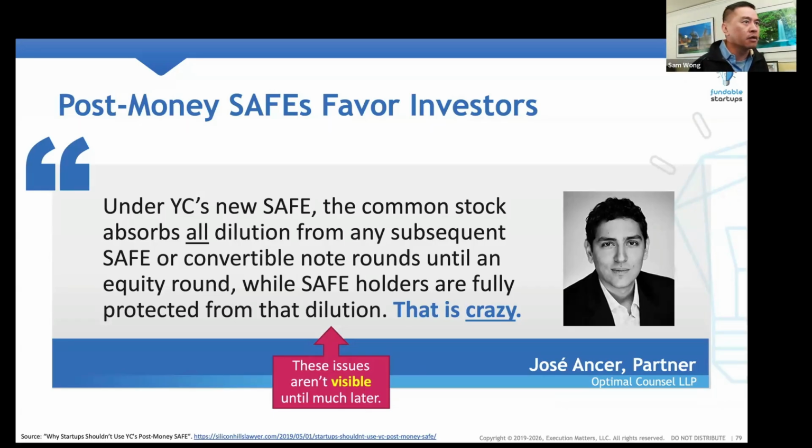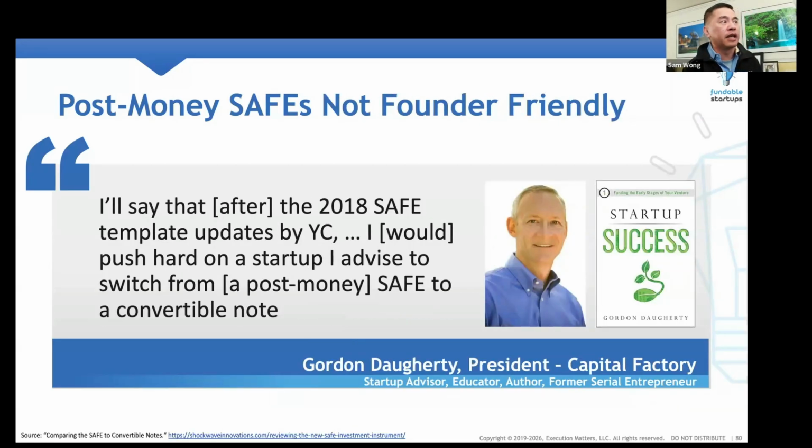All right. So another quote from another person who's pretty prominent in the startup industry, Gordon Doherty, president of the Capital Factory, which is an accelerator down in Austin. He writes a book called Startup Success, and Gordon's quote is, I'd say after the 2018 safe templates provided by YC, the post-money safe, I would push hard on a startup and advise them to switch from a post-money safe to a convertible note. Okay, that's his perspective.